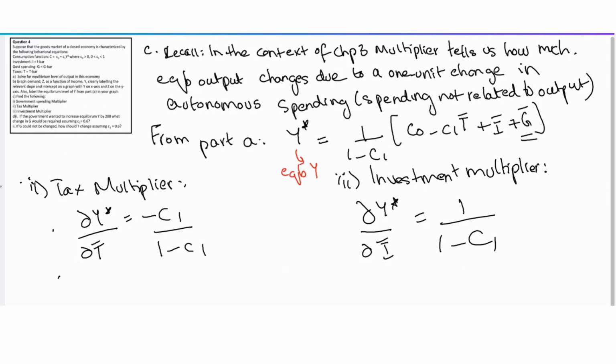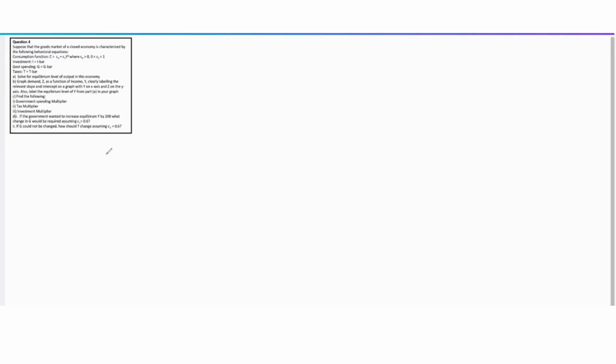Now part D basically says that for part D, we need to keep in mind, the government wants to increase equilibrium output by 200. What change in G would be required?